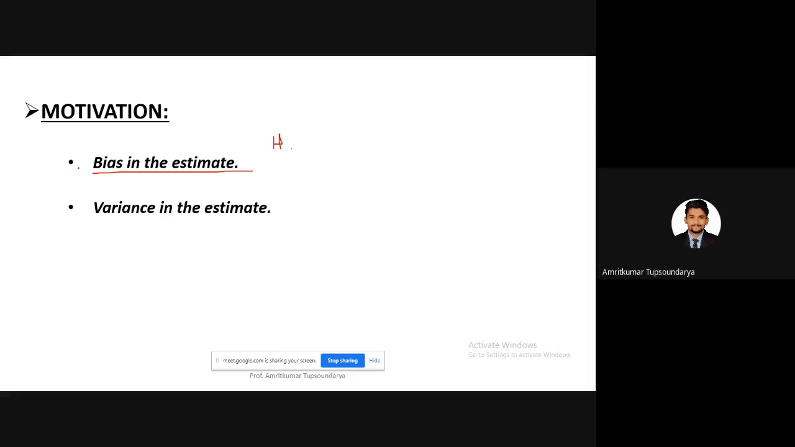The second reason behind evaluating the hypothesis, the need to evaluate the hypothesis, is the variance in the estimate.